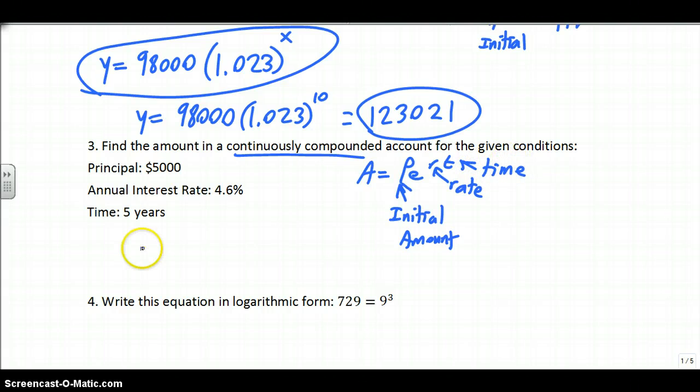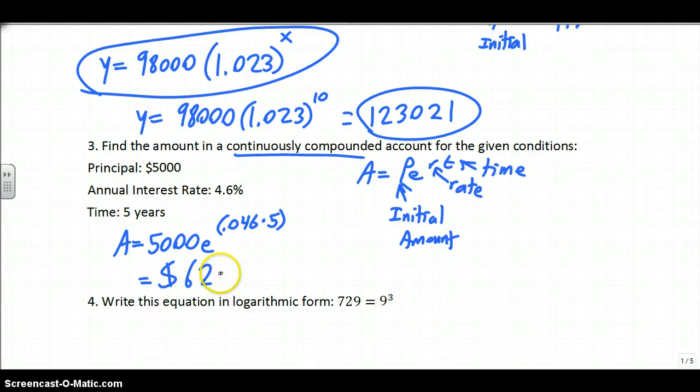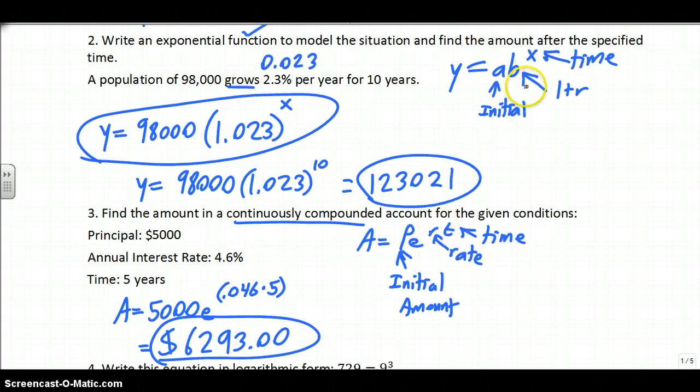Okay. So here we go. A equals P E to the RT. Well, it would be 0.046 as a decimal times 5. I would suggest plugging that in your calculator all at once. So let's see. E to the 0.046 times 5. Keep that all in the same parenthesis. And then times 5,000. If you plug it in your calculator correctly, you should get $6,293 and no change. Huh. It's kind of weird. Usually there's some change. Not too bad. Okay, so remember the difference between these two: A equals P E to the RT and y equals ab to the x.